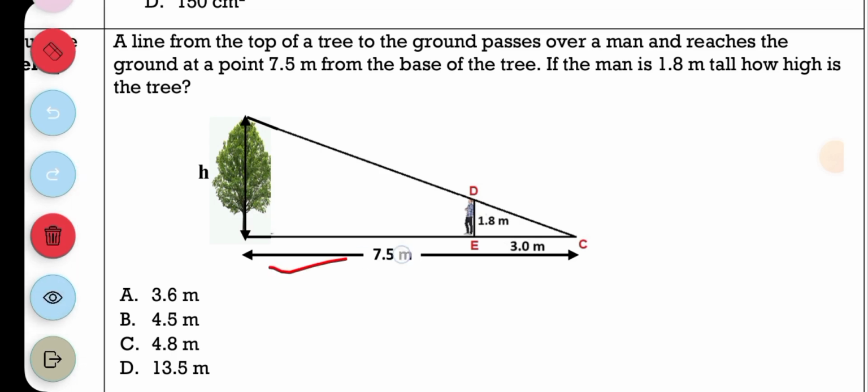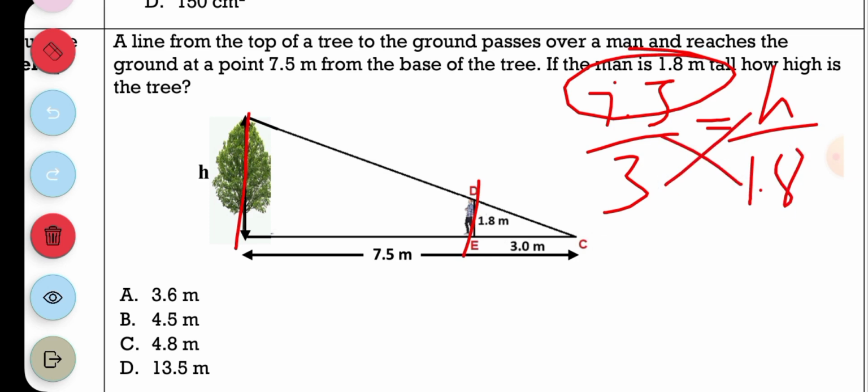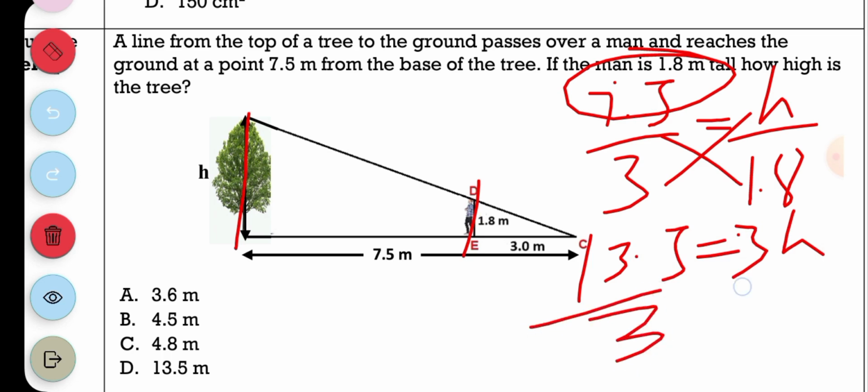So with this question, we're going to use the scale factor for the expansion of the lower part to get this side. So to get the scale factor for the lower side, 7.5 over 3 equals, so this is the longest part, which corresponds to what you have at the top here. So h over the smallest, which is 1.8. So we are going to cross multiply, and we are going to have 13.5 equals 3h. When we divide both sides by 3, we are going to have 4.5. So answer is B.